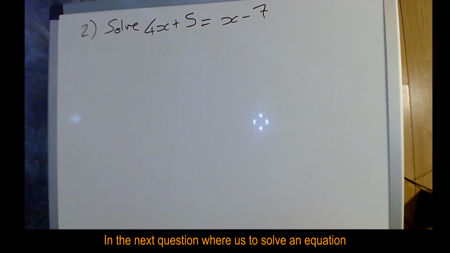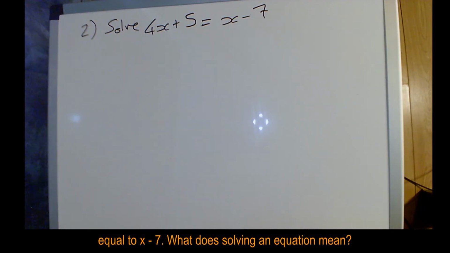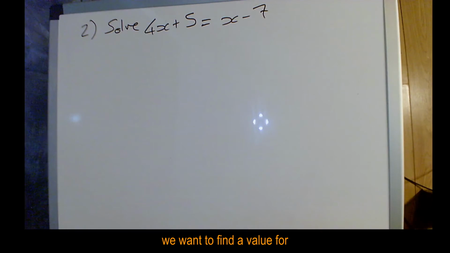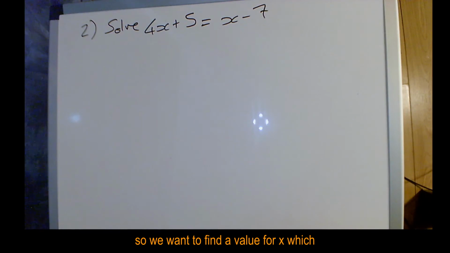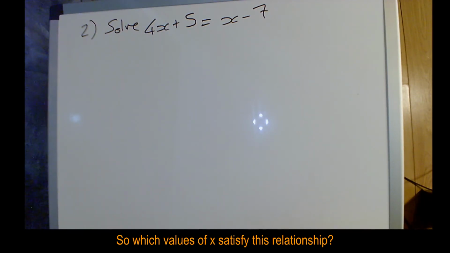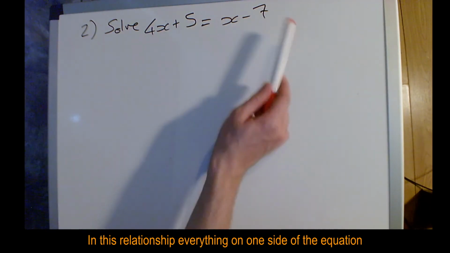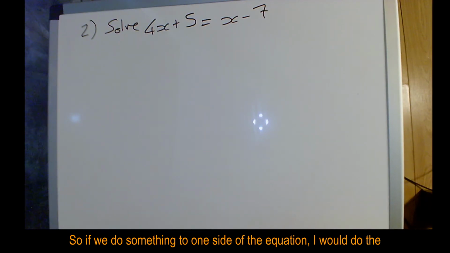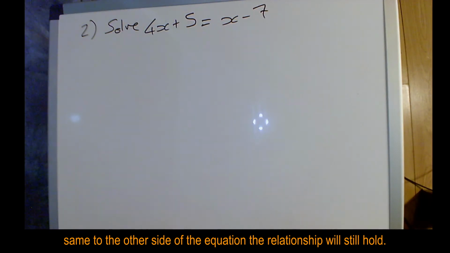In the next question, we are asked to solve an equation, the equation being 4x plus 5 is equal to x minus 7. What does solving an equation mean? We want to find a value for the unknown, in this case being x. So we want to find a value for x which satisfies this relationship. All an equation is, is a relationship. So which values of x satisfy this relationship? In this relationship, everything on one side of the equation is equal to the other side of the equation. So if we do something to one side of the equation, and we do the same to the other side of the equation, the relationship will still hold.